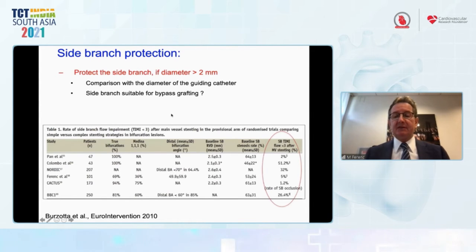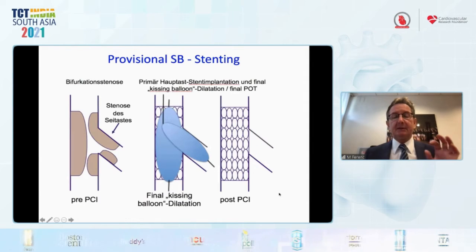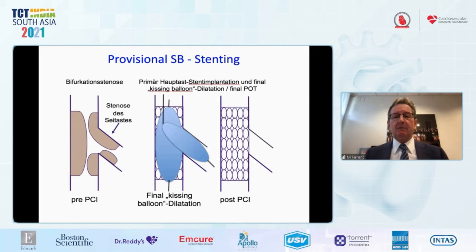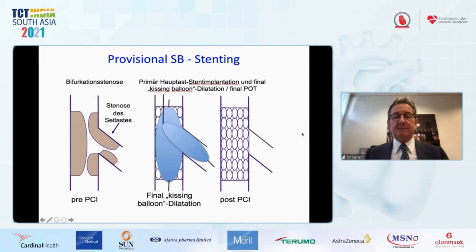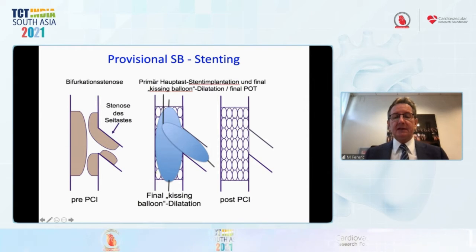The wire protection is important because in many cases, according to the literature, you could really have bad flow in the side branch after main branch stenting. It's going something between 1 and 50%. So to have the side branch wire is always a beneficial point. And of course, you predilate the main branch, whatever you use, a C balloon, sometimes the bulking techniques, and then you usually stent the main branch, perform POT, kissing, final POT, and then you are ready usually.